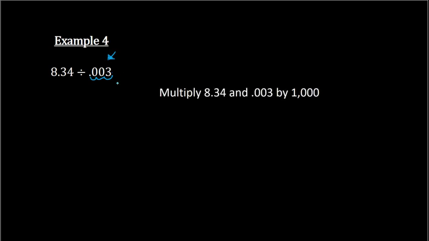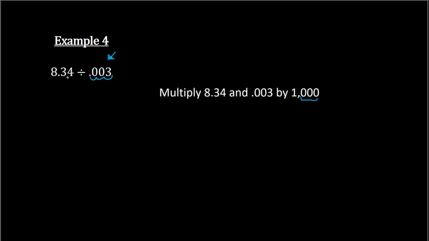Okay, let's try another example. Example 4. Now we have 3 digits after the decimal point in the divisor. So again, same thought process. We must multiply both numbers by some power of 10 to move this decimal point after the 3. So to do that, our decimal point needs to move over 1, 2, 3 places, which means we're multiplying by 1,000, because 1,000 has 3 zeros at the end, and that's the number of places we must move the decimal point. So we must also multiply 8.34 by 1,000.